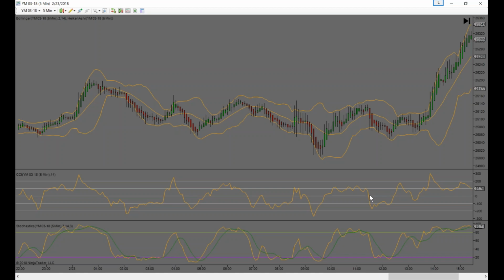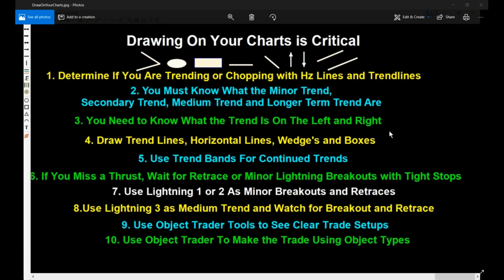But what you really need to do on your charts is throw that chart away, okay, and draw on your charts. Drawing on your charts is critical to your success as a trader. Now, if you learn to see without drawing on the chart, then you've pretty much mastered the art of drawing on your charts without drawing on your charts. Does that make sense? There you go.